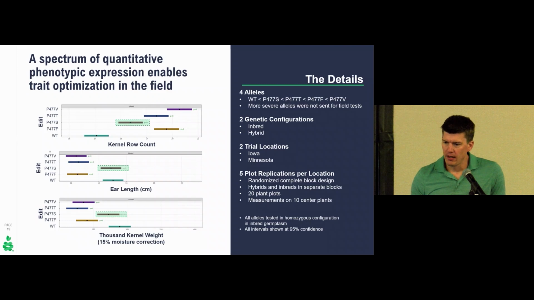We then took a subset of those alleles out to the field and found that a serine substitution was actually the best balanced allele that we had in this experiment, because it gave almost a 10% increase in kernel row count with no loss in ear length or 1,000 kernel weight, whereas the alleles that gave a more extreme increase in kernel row count also gave a loss of ear length and in 1,000 kernel weight.